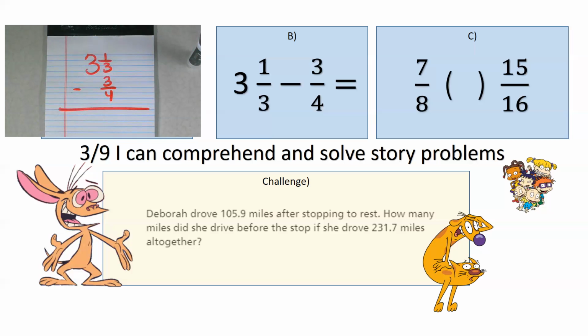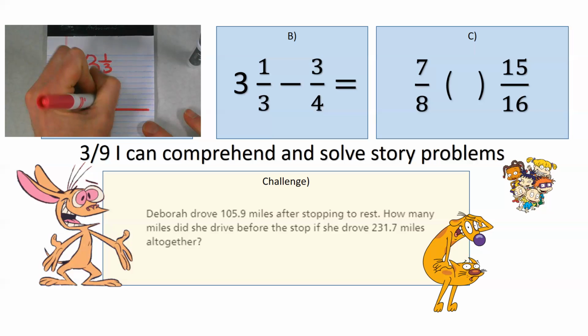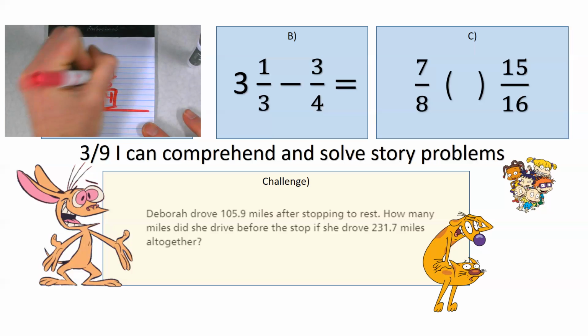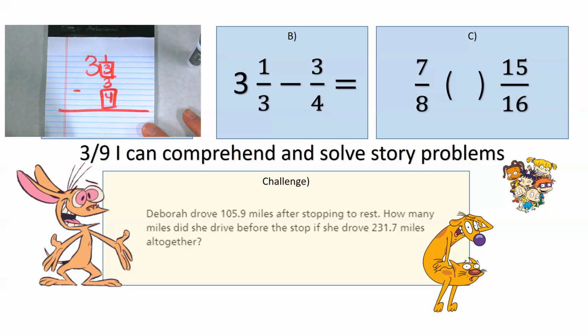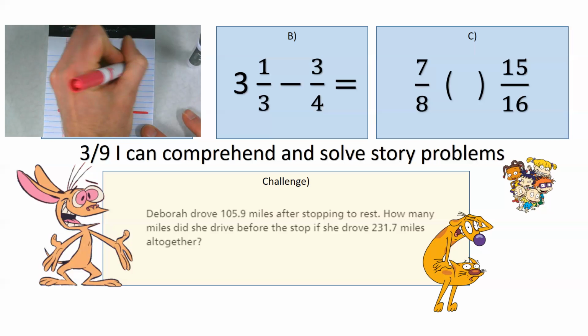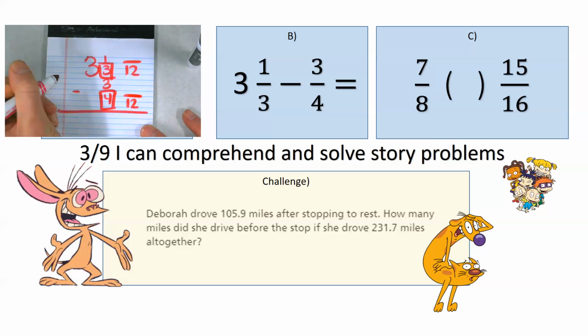Just like last time, we have to change them into the same name. Right now, there's 3/4, there's 1/3. The first thing that 3 and 4 have in common is 12. It's called the least common multiple. Remember, you can just write down a list of multiples of 3, multiples of 4. The first thing they both have in common is what you're going to use.